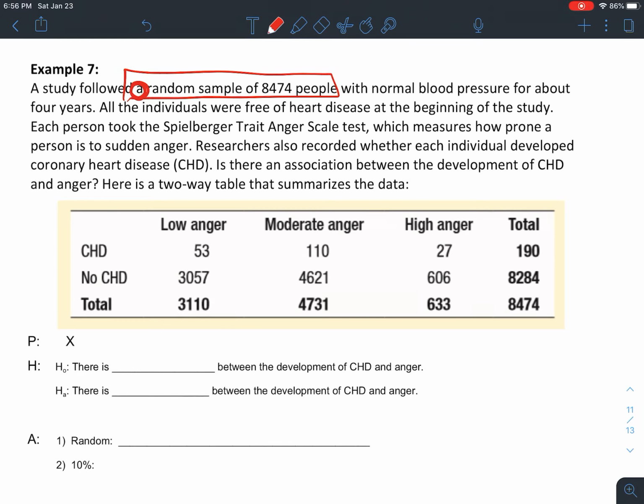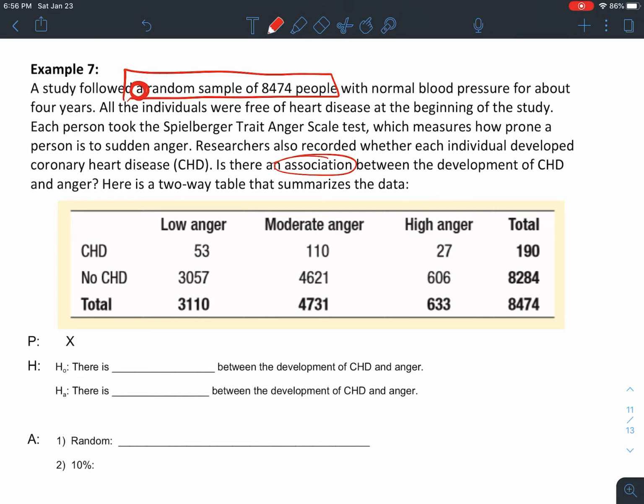Each person took the Spielberger Trait Anger Scale test, which measures how prone a person is to sudden anger. Researchers also recorded whether each individual developed coronary heart disease. Is there an association between the development of CHD and anger? Here's a two-way table that summarized the data. So that kind of gave a little bit of a clue here by even just saying the word association.